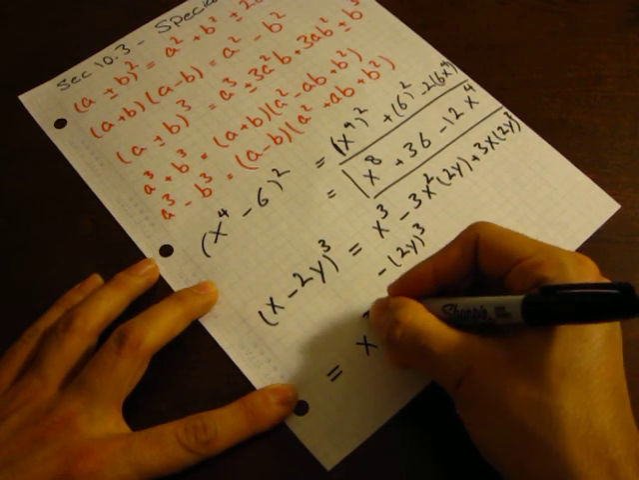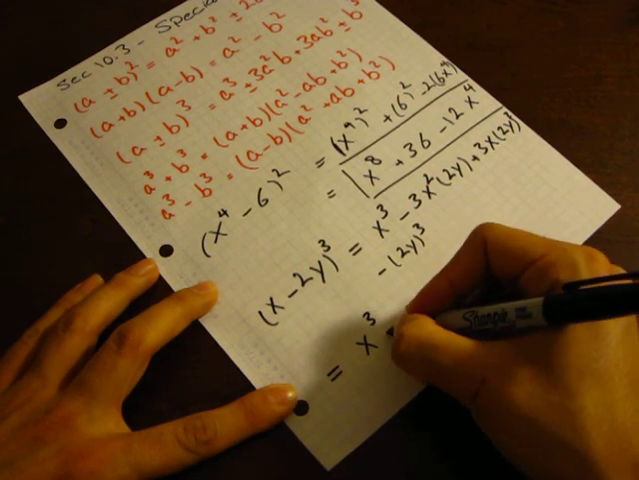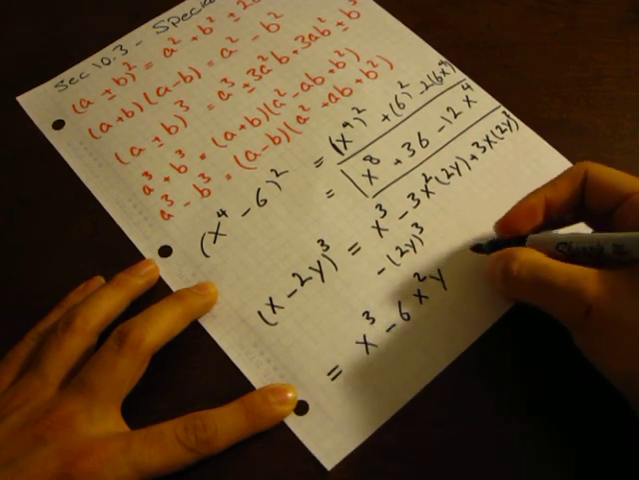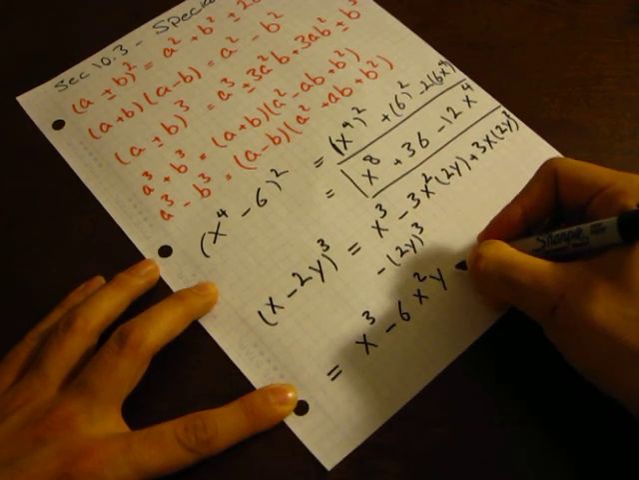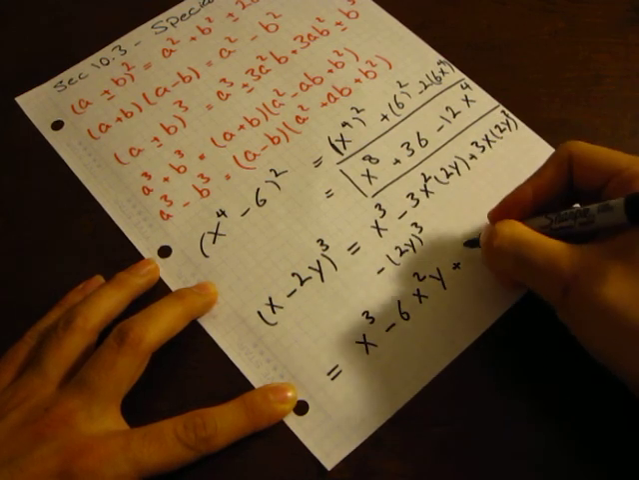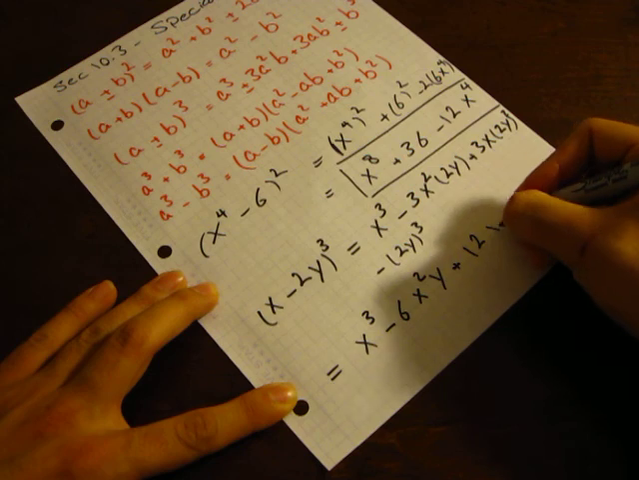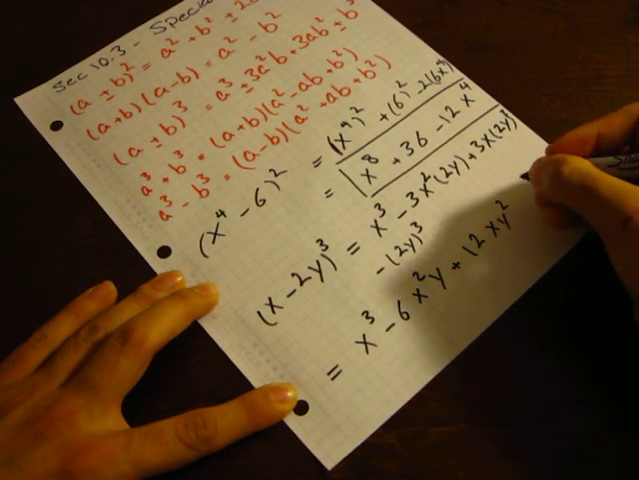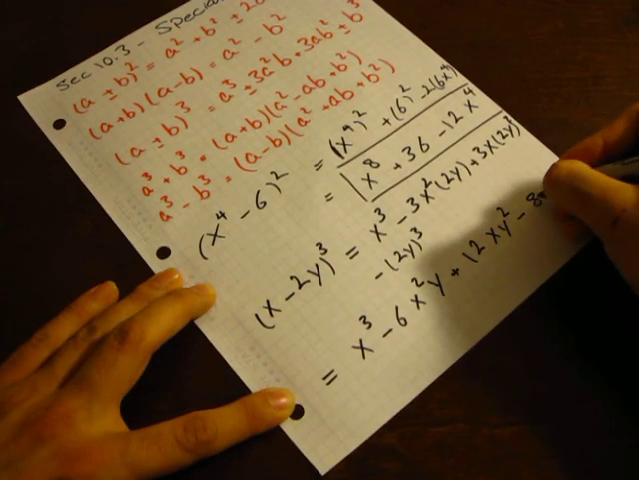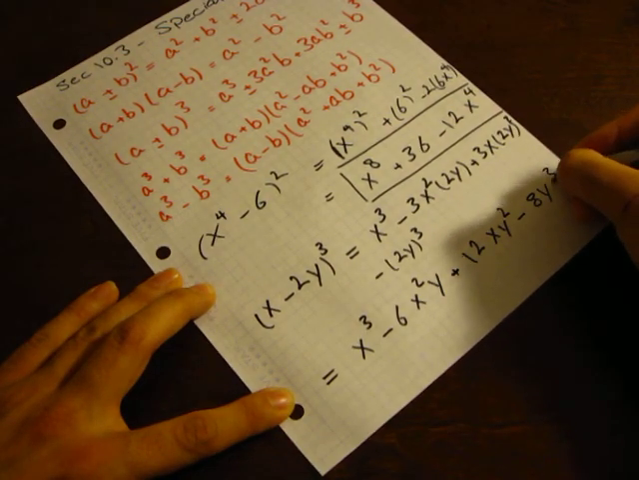Now let's simplify the whole thing. We're going to have x cubed minus 6x squared y plus 2 to the power of 2 is 4, 4 times 3 is 12, 12x y squared, minus 2 to the power of 3 is 8, 8y cubed.